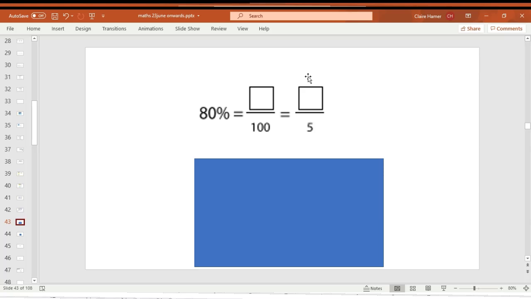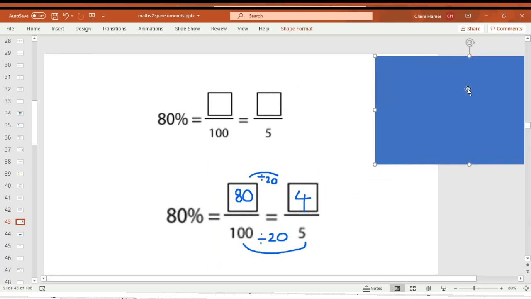Okay, I'm now going to reveal the answer. So I've put 80 hundredths. 80% means 80 out of 100, which is equal to 4/5. So if someone said to you, what's the decimal equivalent for 4/5? You'd say 0.8. If someone asked you for the percentage equivalent, you'd say 80%.